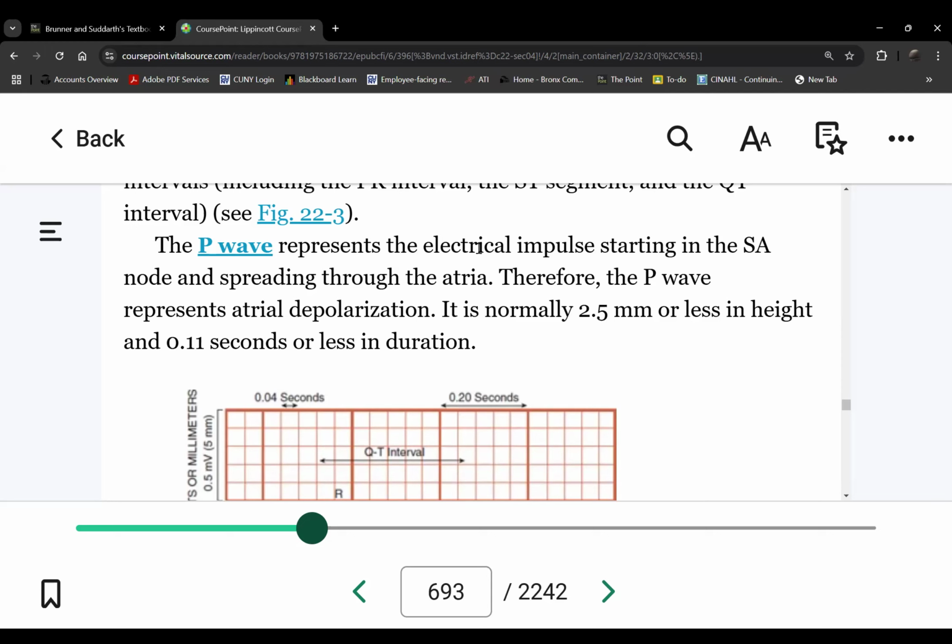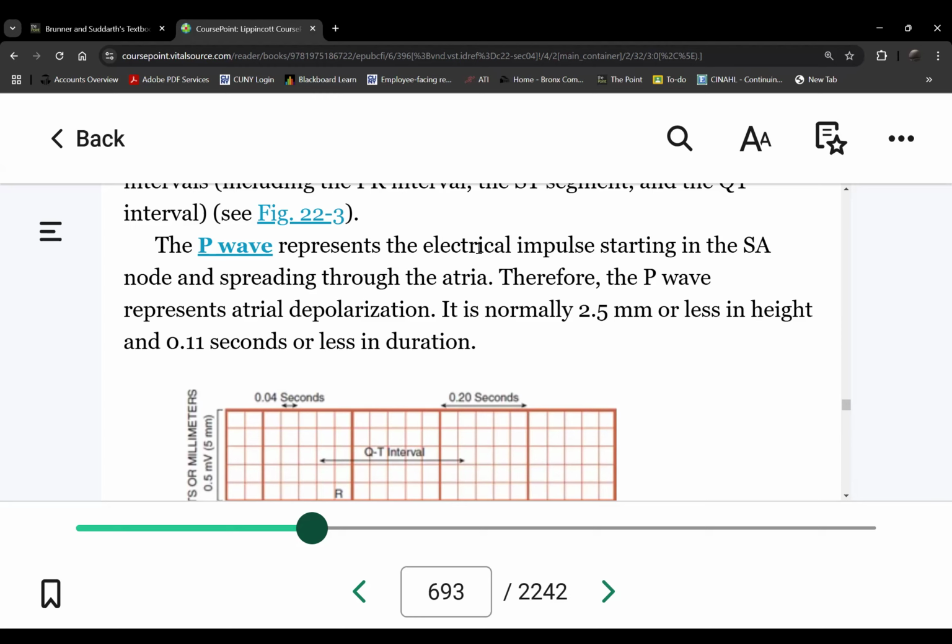Are we clear? All right. So this is the problem with rhythms like atrial fibrillation and atrial flutter, meaning there are no P waves in those rhythms. You do not see a P wave. So two things did not happen if you don't see a P wave. What are those two things again? The SA node fired the impulse and the atria contracted.